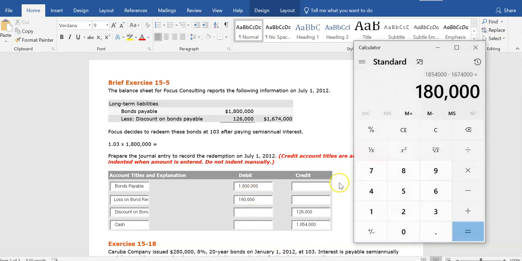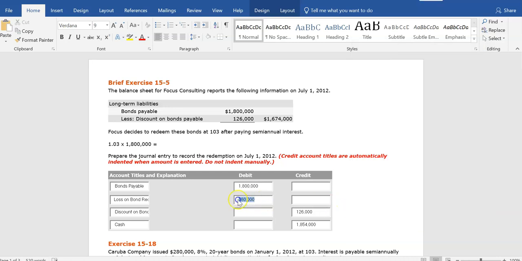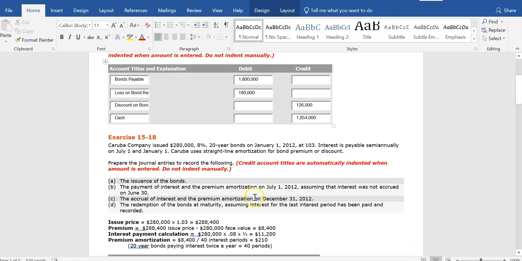The other way you can calculate the amount of the loss is to make your journal entry balance. Before the loss is recorded, our total debits are 1.8 million. And if I add up my credits, 1,854,000 plus 126, currently my credits are 1,980,000 in my journal entry. My debits are 1.8 million. The difference between my debits and credits are 180,000. So I know I need to debit that journal entry to make it balance, and that is a loss. Okay. All right, so hopefully that makes sense.